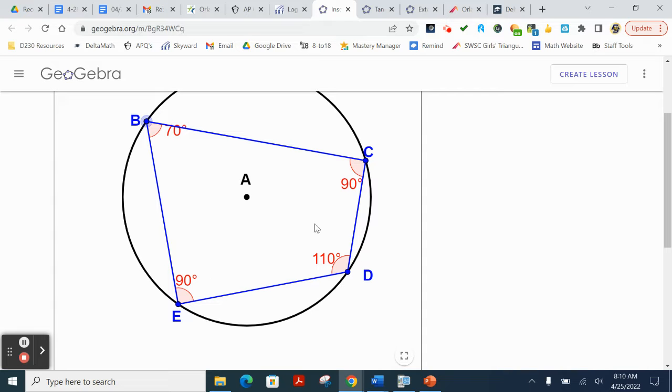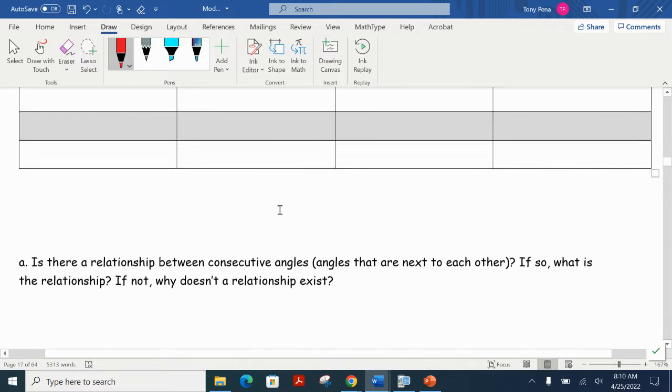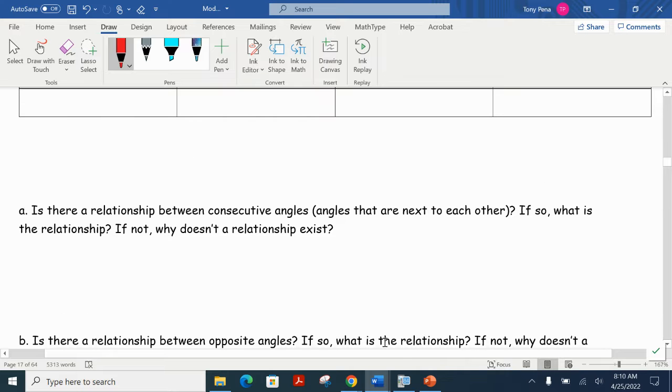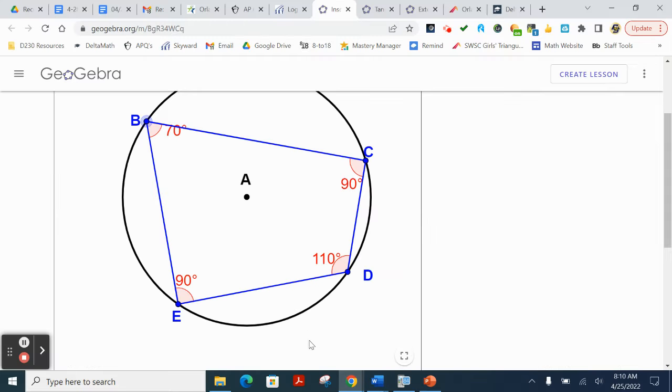So what we want to recognize, if you look at your table, it might even be easier for me to have this kept up here for you to answer this question now. If we go down here to letter A, it says, is there a relationship between consecutive angles, angles that are next to each other? All right, and if so, what is that relationship? So if we go back to this diagram here, this was 70 and 90. When we add those up, those are 160. If I add these up, those are 200. If I add these up, I suppose those are 200. And then if I add these up, these are also 160.